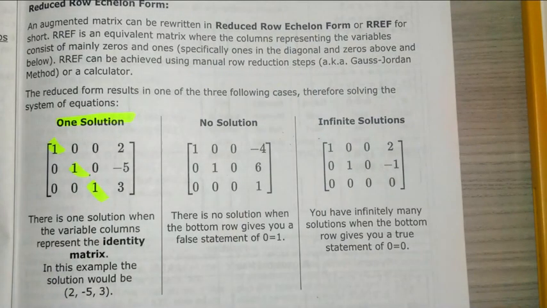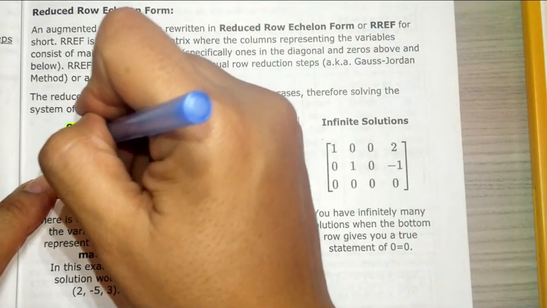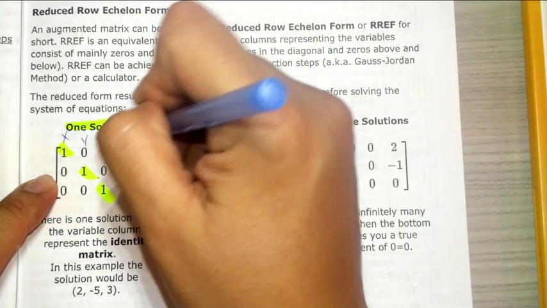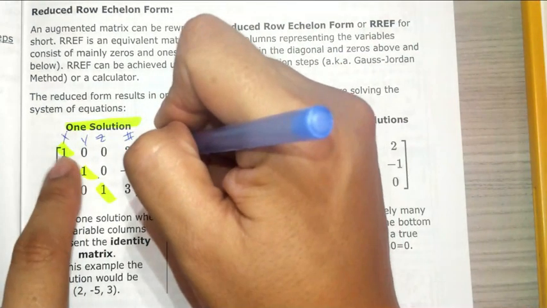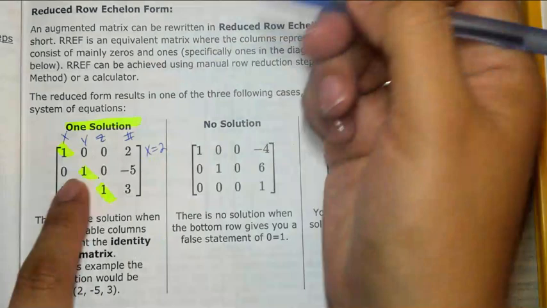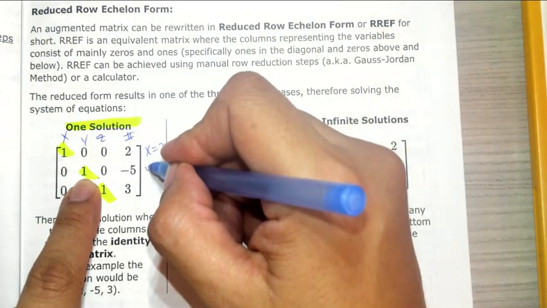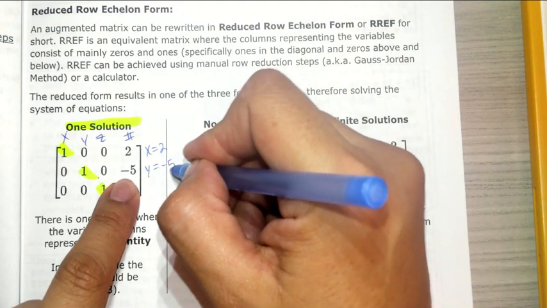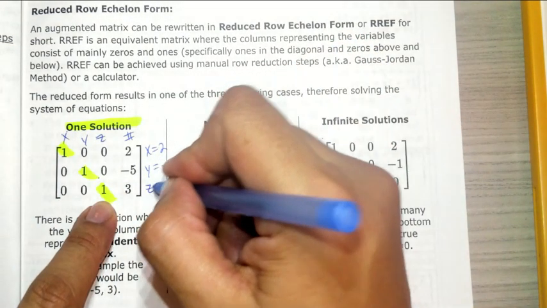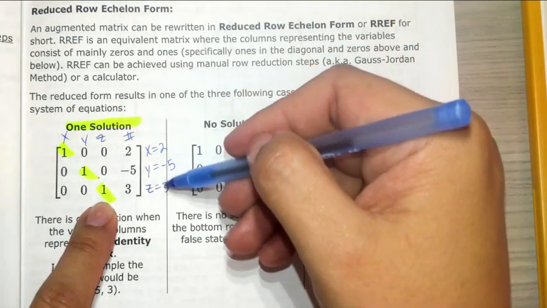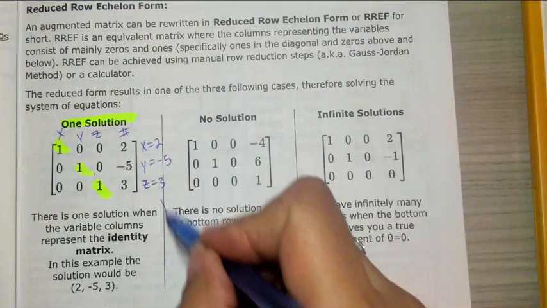The reason that's one solution is because this follows the format of x, y, and z and the constant. So when it has 1, 0, 0, that means 1x, so x equals 2. When it has 0, 1, 0, that means there's only one y, so y equals negative 5. And then 0, 0, 1 means 1z, so z equals 3. So these are the equations that result from this format, meaning they're giving you the solution right away.